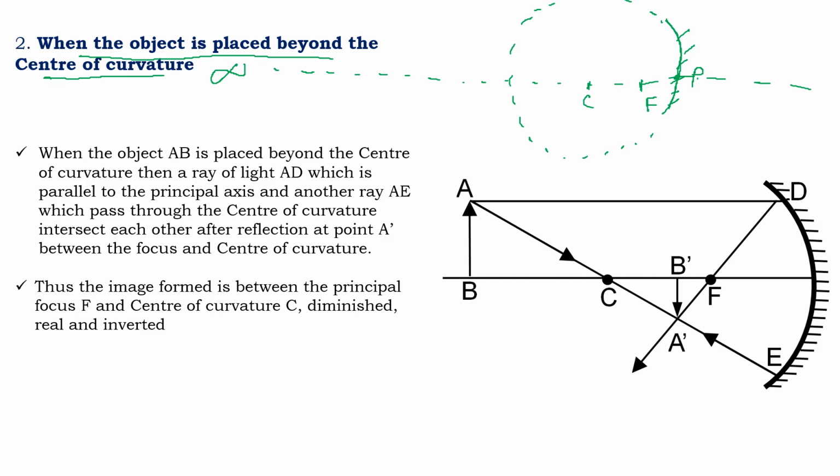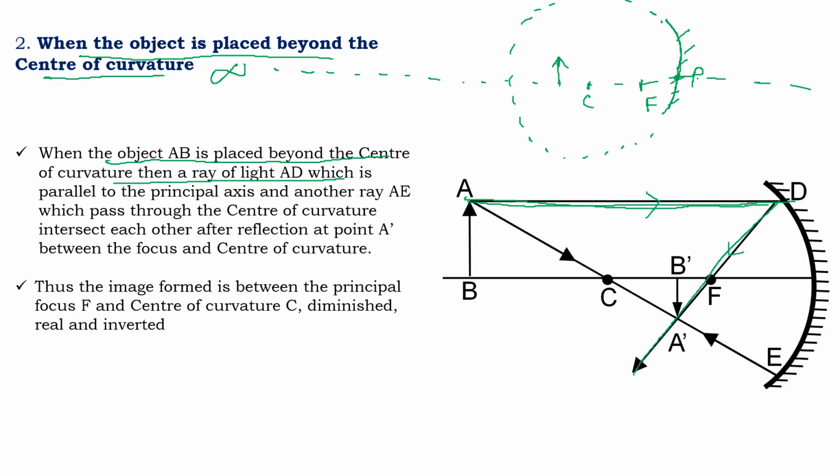So now the object is placed beyond the center of curvature, somewhere here. Then a ray of light AB, which is parallel to the principal axis, when it strikes the mirror, will be reflected. After reflection, it passes through the focus. This is the first rule.